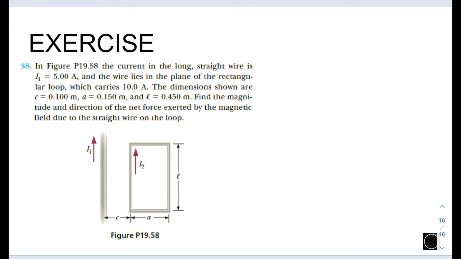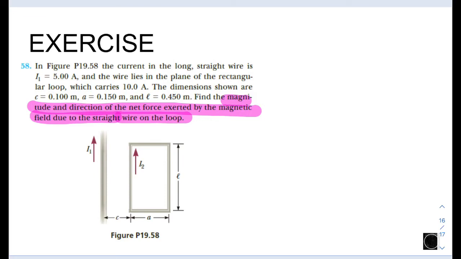Find the magnitude and direction of the net force exerted by the magnetic field due to the straight wire on the loop. So first thing first, what's requested in this question? Find the magnitude and direction of the net force exerted by the magnetic field due to the straight wire on the loop. So the one causing the force is the long straight wire, I1 or B1.